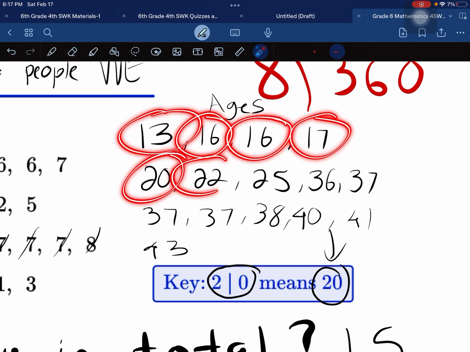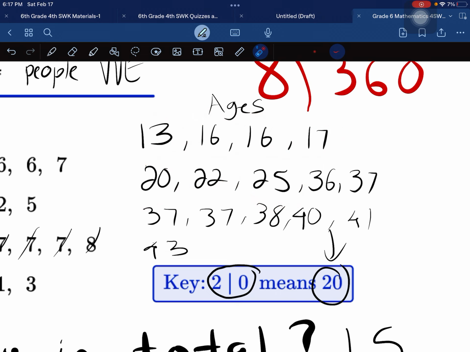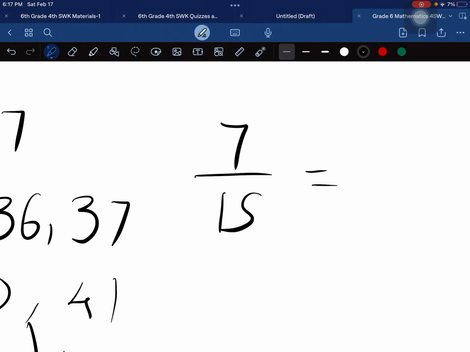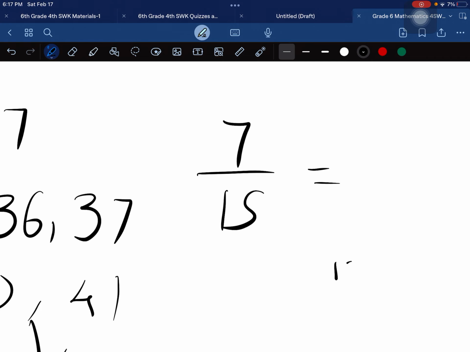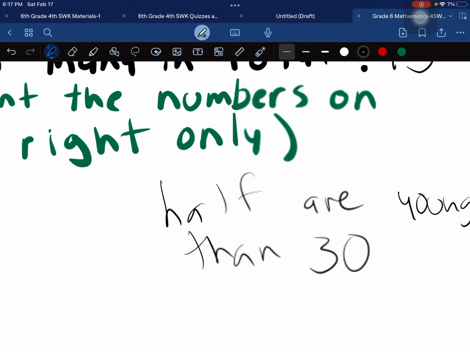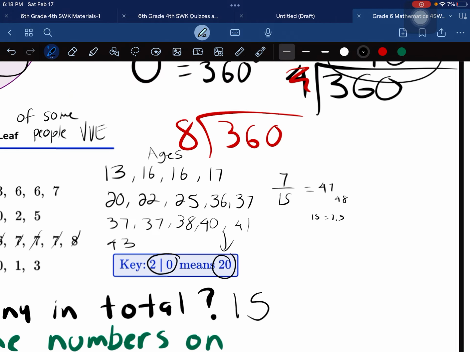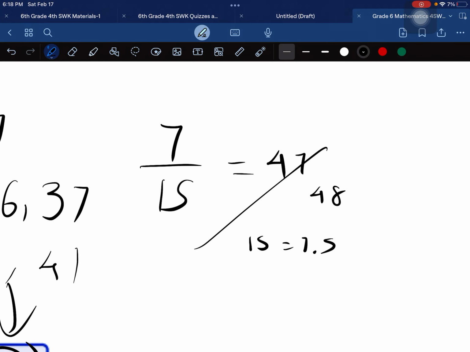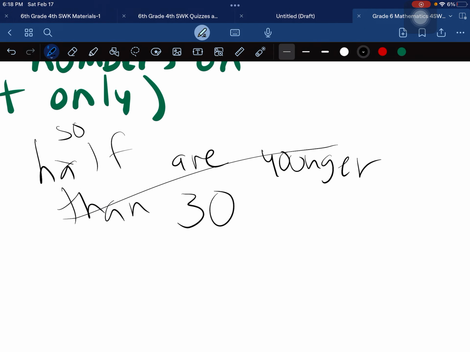1, 2, 3, 4, 5, 6, 7. So 7 out of 15. Now, is that half? No. Half of 15 is 7.5. So this is not half, chicos. Very close. It's probably like 47 or 48. But they said half, and half is 50. So if they say that, then this is wrong. So half are younger than 30, that's not true.